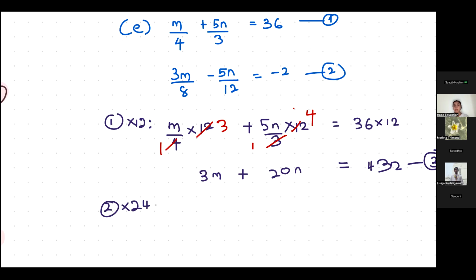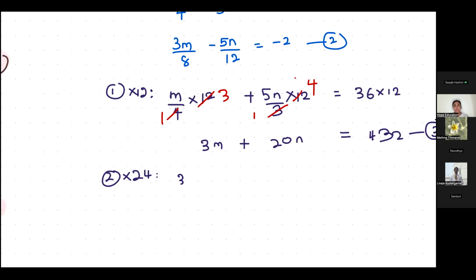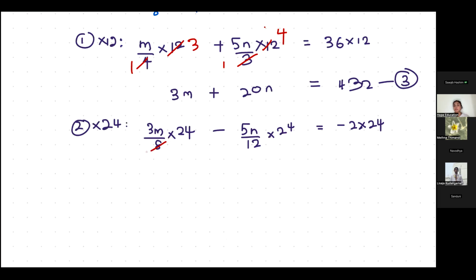So 3m over 8 multiplied by 24, minus 5n over 12 multiplied by 24, equals minus 2 multiplied by 24. So 8 times 1, 8. 8 times 3, 24. 12 times 1, 12. 12 times 2, 24. So 3 times 3, 9, so we get 9m. Minus 5 times 2, 10, we get 10n. Equals minus 2 times 24 is minus 48.